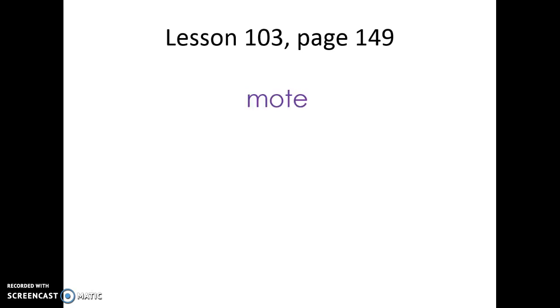Here's a new morphograph that does not stand alone. The morphograph is mote. Spell mote. M-O-T-E. We're going to spell some words that have the morphograph mote. The first word is demote. What's the first morphograph in demote? De. Next morphograph, mote. Let's spell demote.